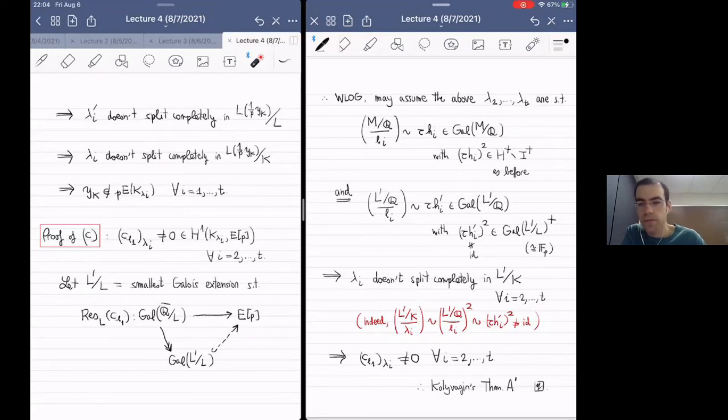So any other questions? First appearance of Euler system was in Kolyvagin's paper on the Selmer group. Well, I think the first appearance of the term Euler system was in that article, but the first appearance of what we now call an Euler system was a few years earlier, in Kolyvagin's original work on modular elliptic curves.